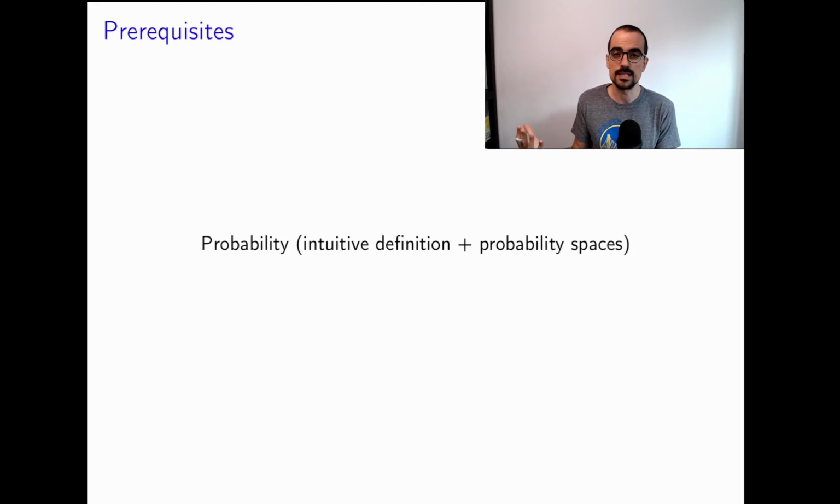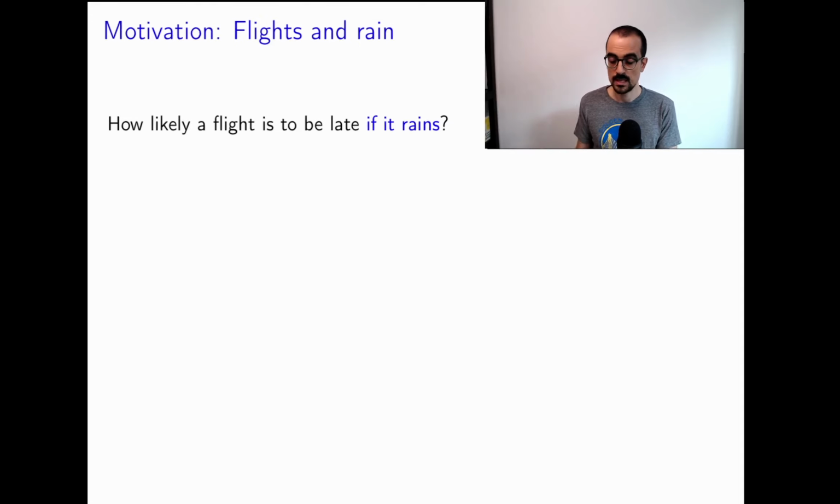The prerequisites for this material are essentially the previous video on probability. You need to be familiar with the intuitive definition of probability and also with probability spaces. Let's get things started with an example.